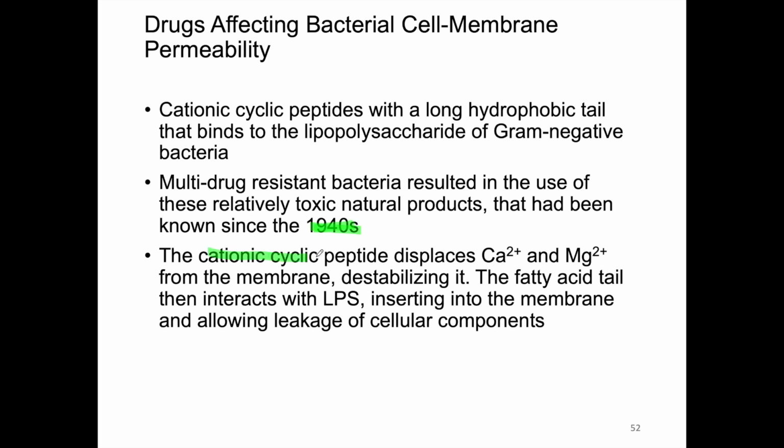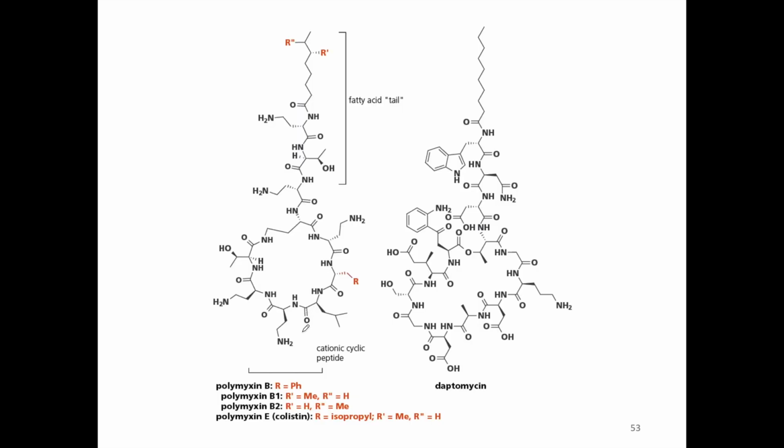So these are cyclic peptides. They displace calcium and magnesium ions from membranes, destabilizing the membranes. They contain fatty acid tails that interact with the LPS and allow membrane leakage of the cellular components. So here are some examples. Colistin or polymyxin B are the examples. Daptomycin is the most recently approved analog.